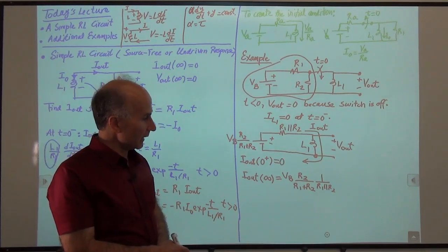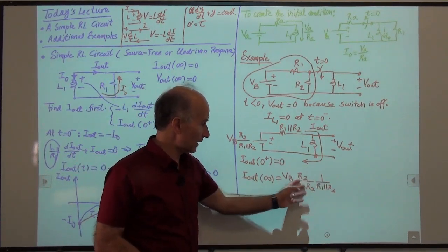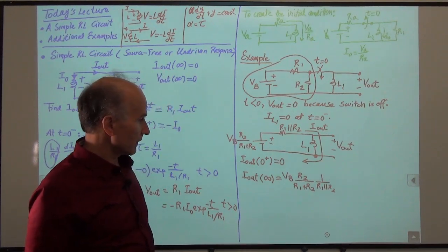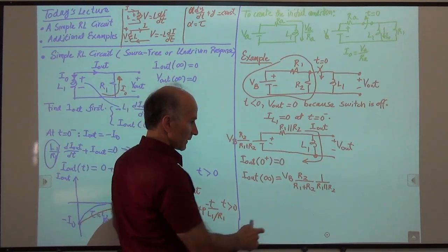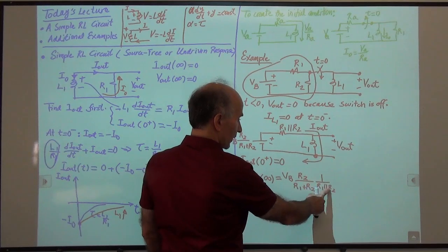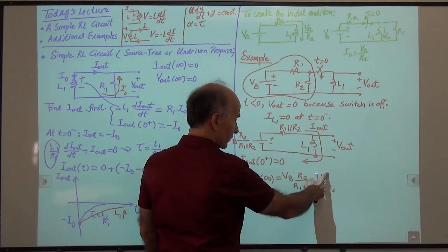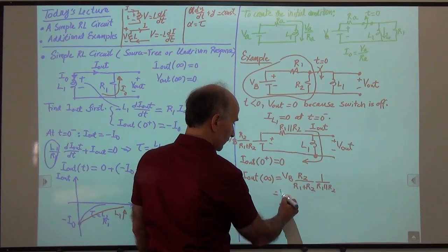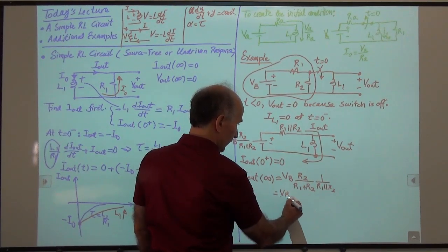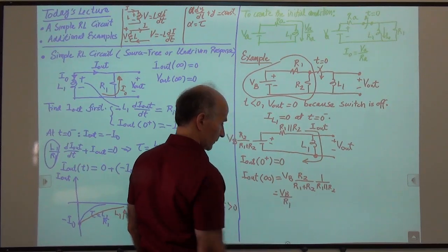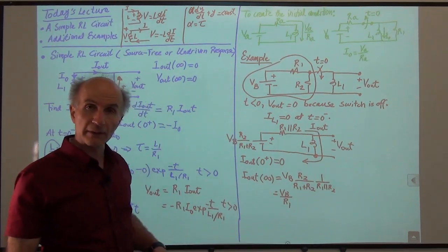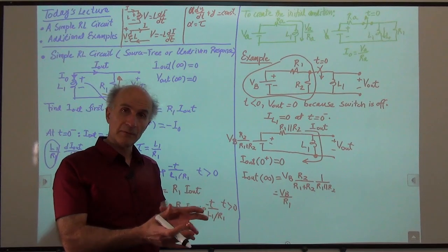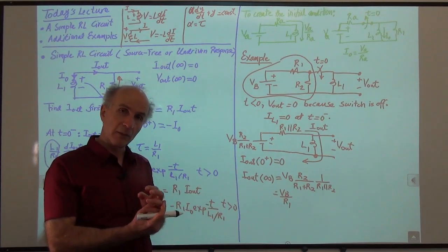Now that's interesting, and in fact something looks pretty suspicious here, because R1 in parallel with R2 would be R1 R2 over R1 plus R2, so those cancel each other, and it just ends up being VB divided by R1. So the current through the inductor at time infinity is VB over R1.